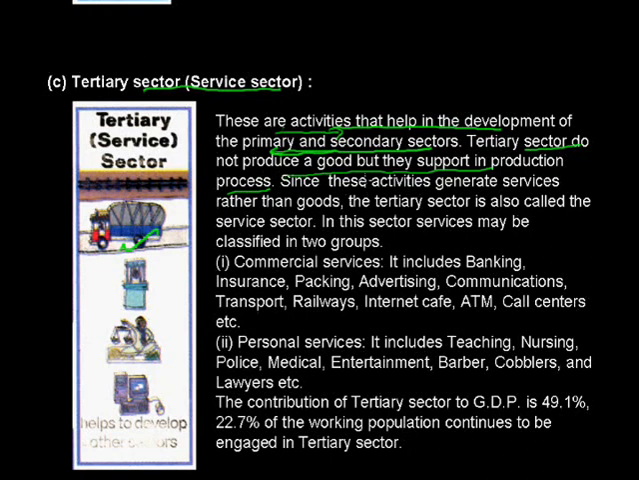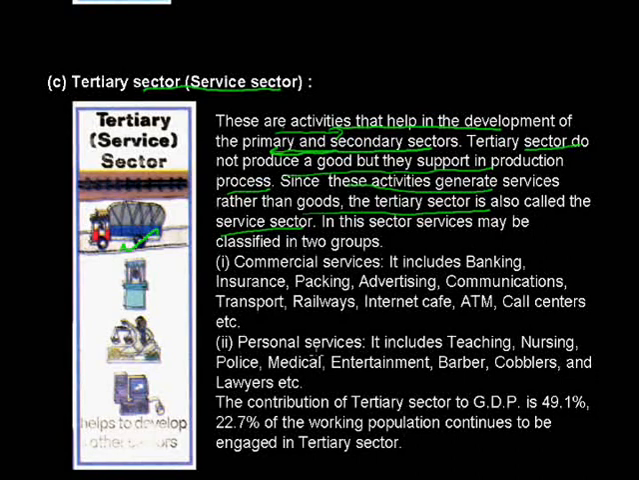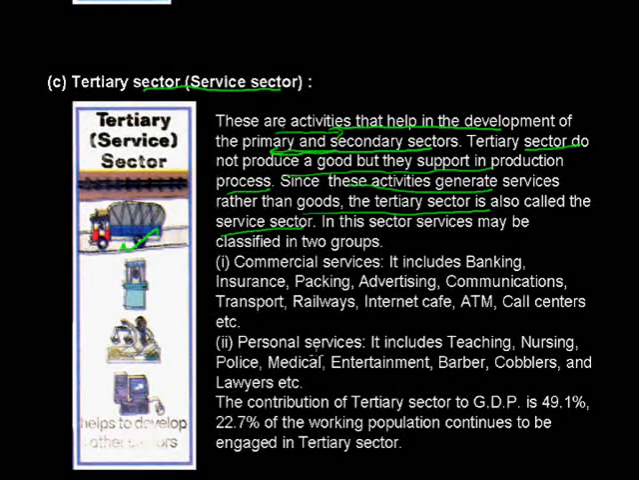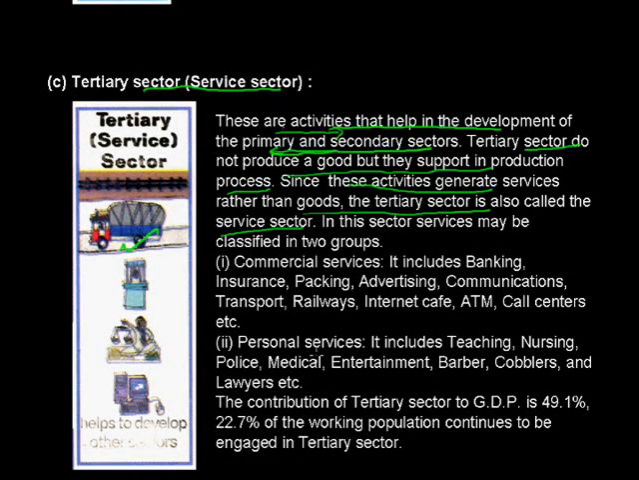Since these activities generate services rather than goods, the tertiary sector is also called the service sector. Here mostly the service is provided to the people, and you cannot show this service to anyone, but you have to pay the person. Let me again take an example. If you are going to a doctor, whatever your complaint, like you are suffering from a cough, you go to the doctor and take the advice, and you have to pay rupees 50, 30, 70, 100, whatever it is, as the consultancy fees.